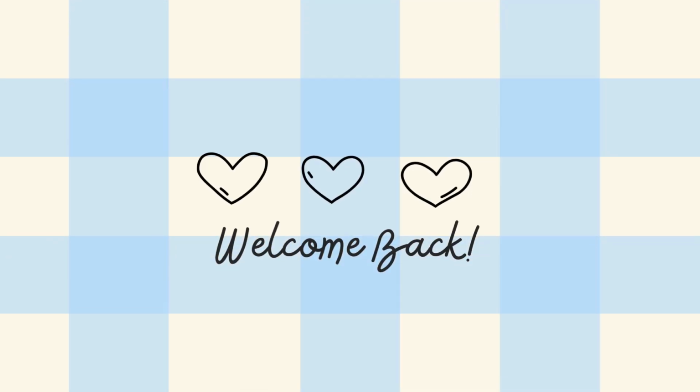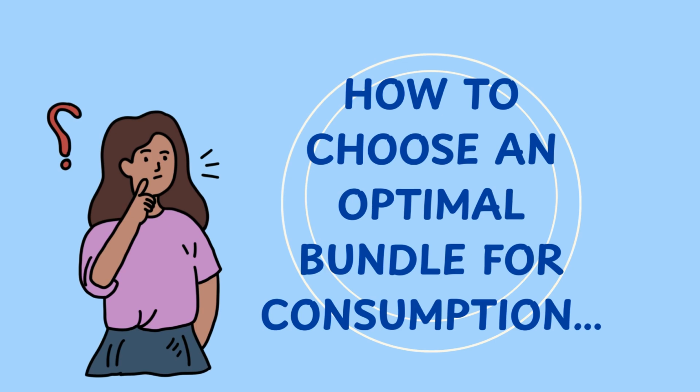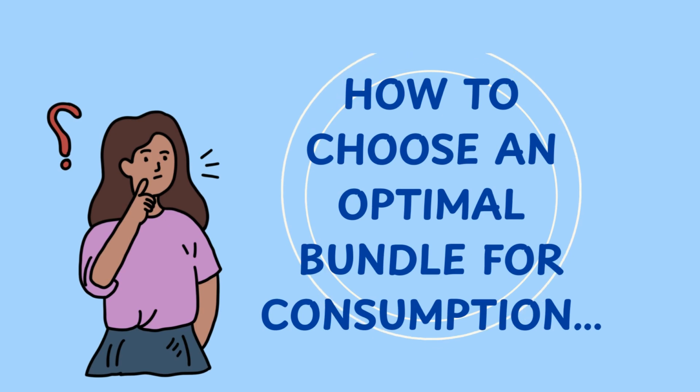Hello everyone, this is part 3 of the Consumer Choice series. I've already talked about budget lines and indifference curves. Today I'll talk about how a consumer uses them to make the optimal or the best choice for themselves.